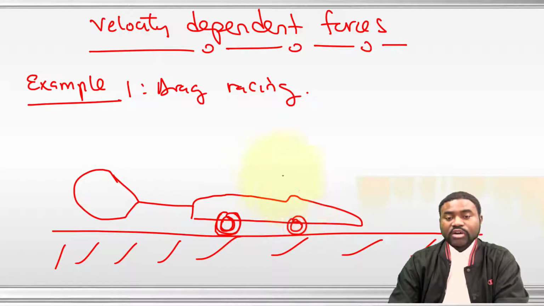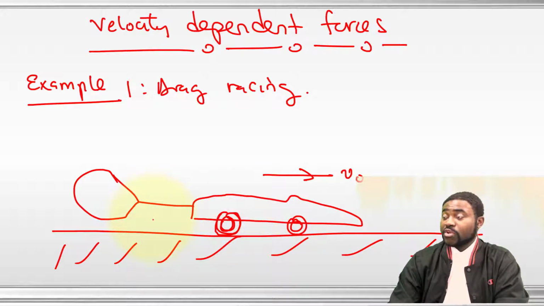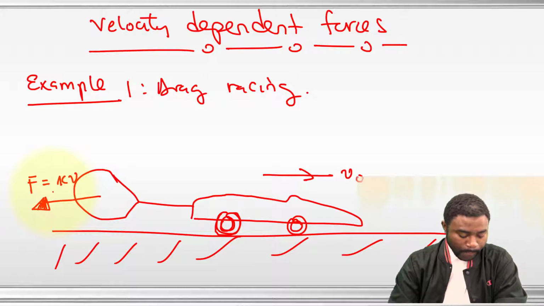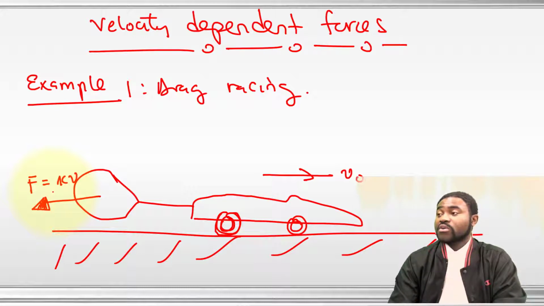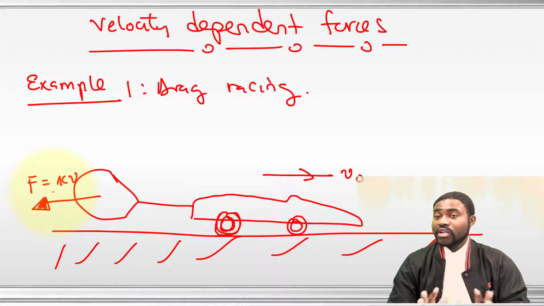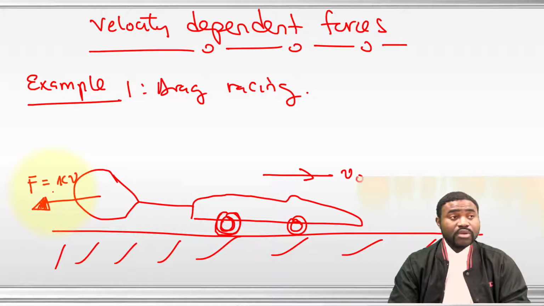Let's assume that the car is initially traveling with a speed V0 when the parachute is deployed. And due to the presence of the parachute, air exerts a backward resistive force F equal to kV, proportional to the speed of the car. So the question is, we're interested to derive the expression of how the acceleration, the velocity, and the position of the car varies during that limited period that the car is braking.